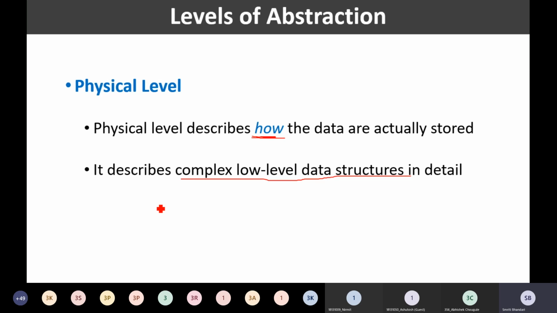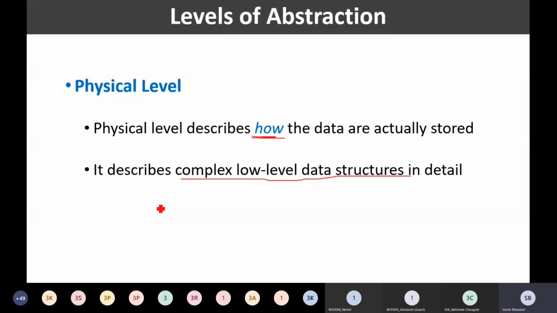But only one class of users is aware of this physical level of data abstraction. It is not mandatory that all the users of the database system be aware of this level. They need not be aware of how the data is actually stored. Only those who are directly dealing with the design of the database system, the database administrators, should be aware of this physical level. So this is one level of abstraction, the lowest level of data abstraction, right?